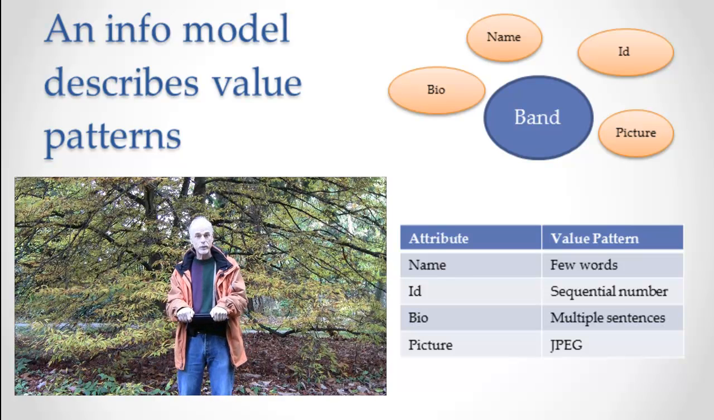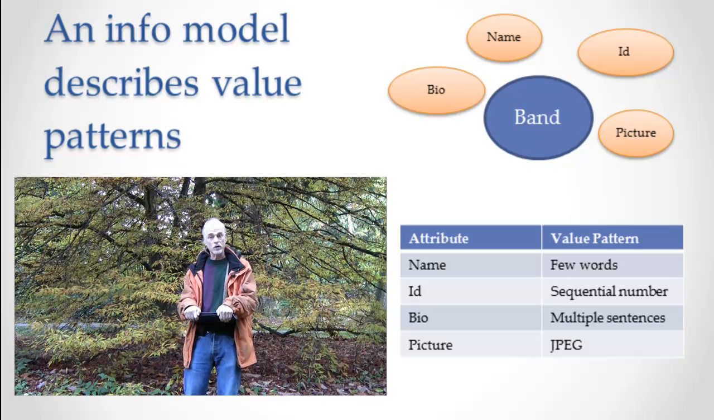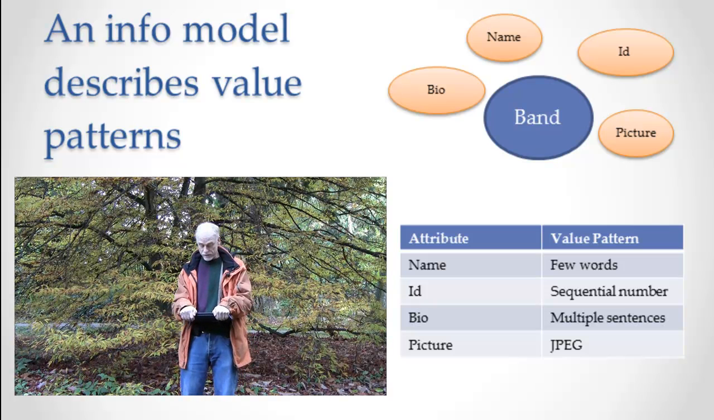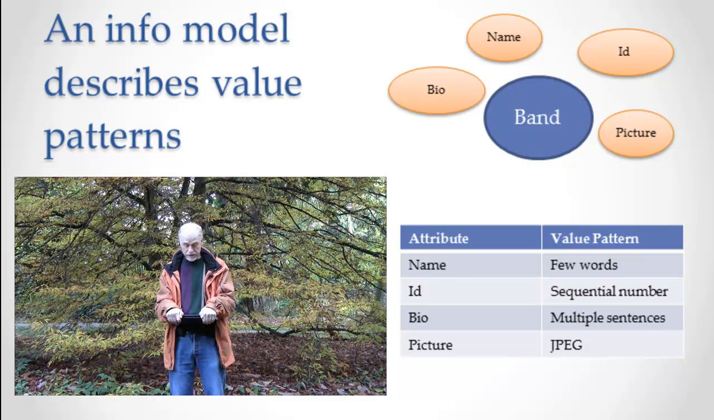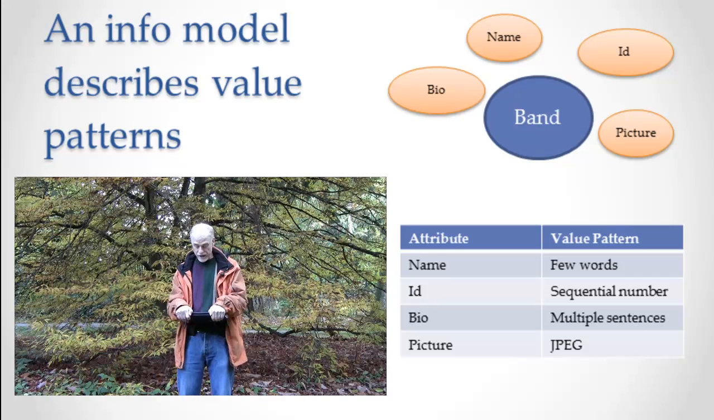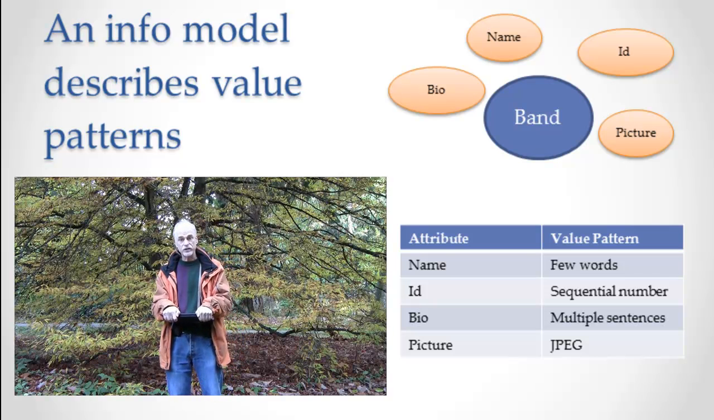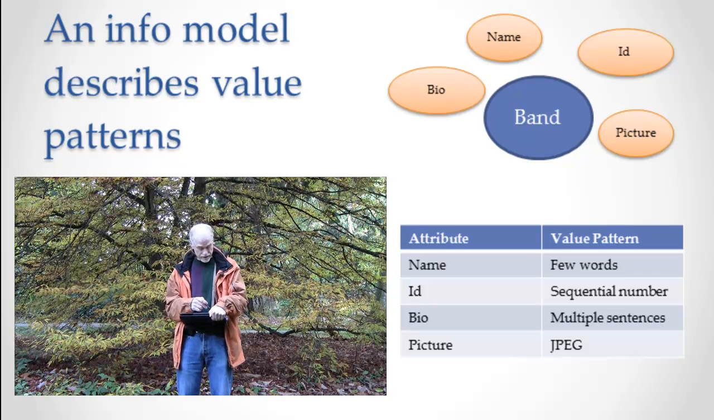And here's an example that I pulled from Pandora from an earlier lecture where we had a band. The band, for example, has an ID. The ID is a sequential number. It has a biography. The biography is multiple sentences. It has a picture. That picture is a JPEG, which is a type of image, right? So we've been there before.